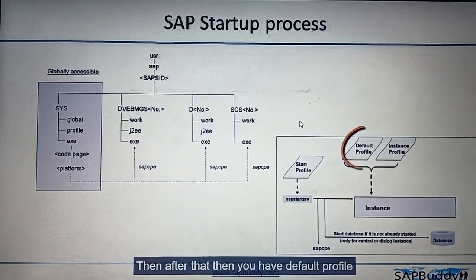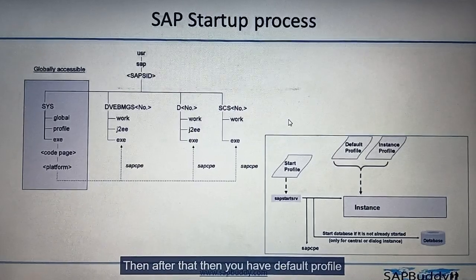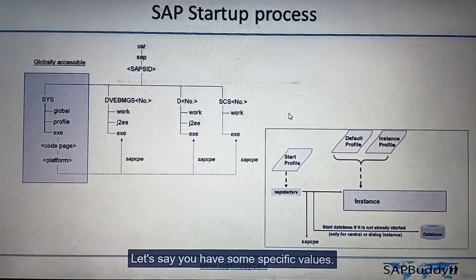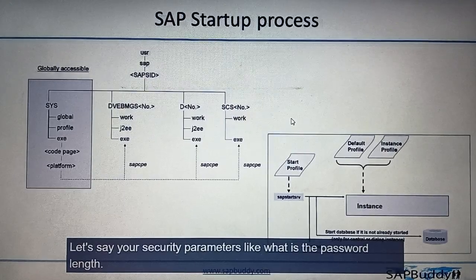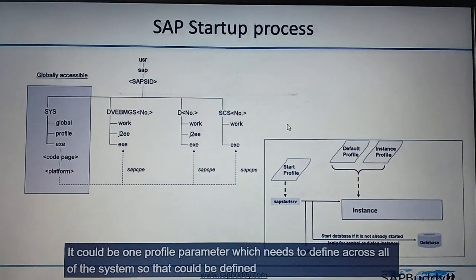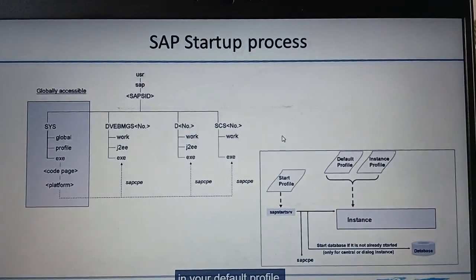After that, you have the default profile. The default profile is also applicable for all instances. Let's say you have some specific values, like security parameters, such as the password length, which could be one profile parameter defined across all the systems. That could be defined in your default profile, and then it will be available for all the systems.